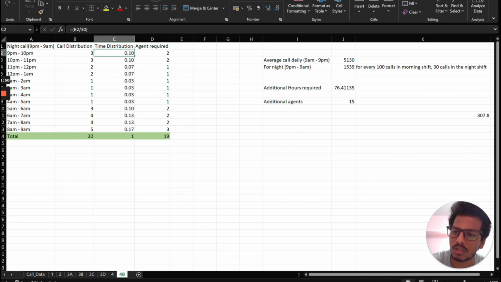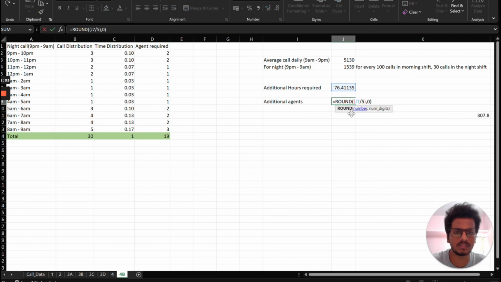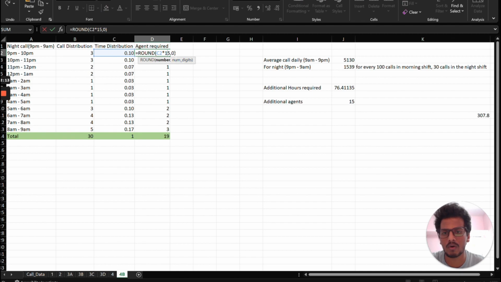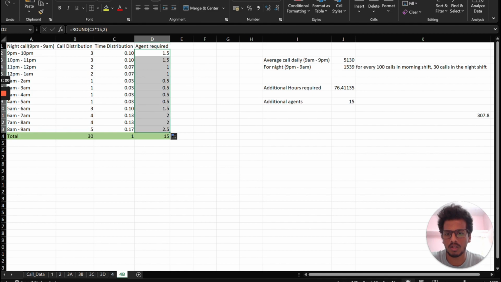It is like 3 calls, right? So that is 10%. I've converted it into decimals so that the calculation is easy. Now guys, 15 people are required, but when I calculate it, I am getting the sum as 19, because I have rounded it off. If I round it off to 2, so what I will get is, see, now I will get.